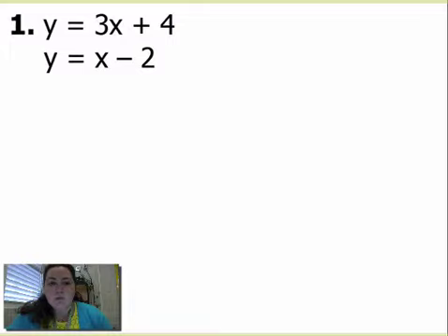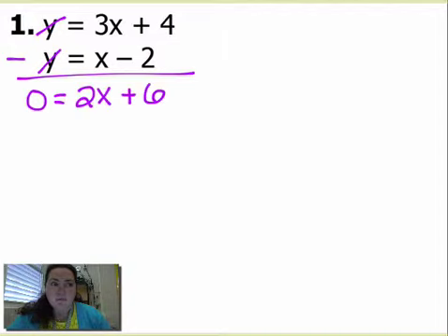y equals 3x plus 4, and y equals x minus 2. So I have y's, and they both have a coefficient of 1. There's nothing there. I could put a 1 if I wanted to. So I can subtract. If I do y minus y, my y's are going to disappear. So the y's cancel. I get 0 equals 2x plus 6, because I did 3x minus x. Remember that I'm subtracting that whole equation. And then I did 4 minus negative 2, that changes to a plus. So 4 plus 2 gives me 6.